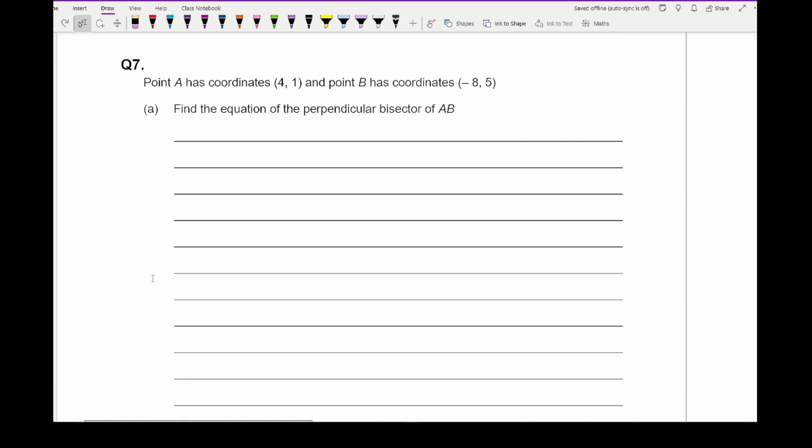Now, moving down to question 7, it says point A has the coordinate of 4, 1 and point B has the coordinate of minus 8, 5. And for part A, it's asking to find the equation of the perpendicular bisector of AB. So the first thing we need to do is find the gradient of AB, using the formula y2 minus y1 over x2 minus x1. Depending on which one you call the first one and which the second, I'm going to go for 5 minus 1 over minus 8 minus 4, in which I get a gradient of 4 over minus 12, which gives me a gradient of minus 1/3.